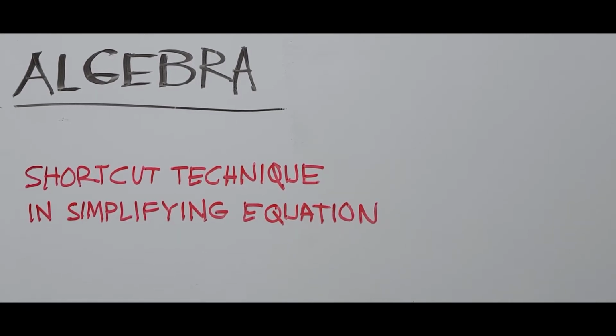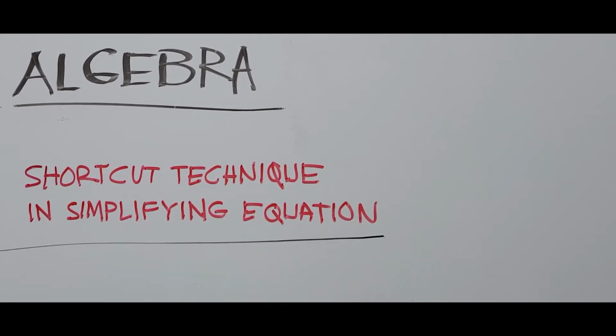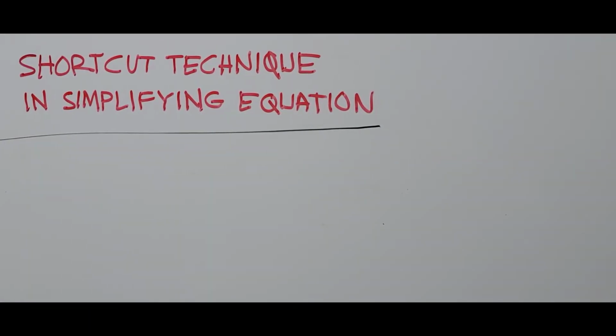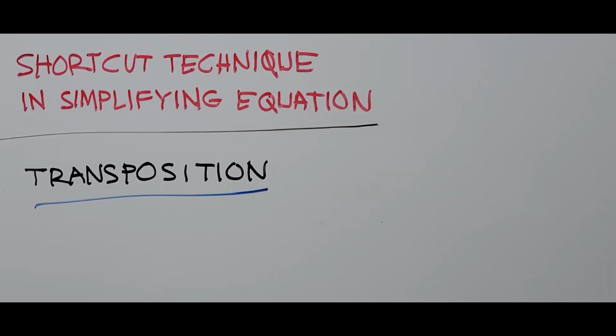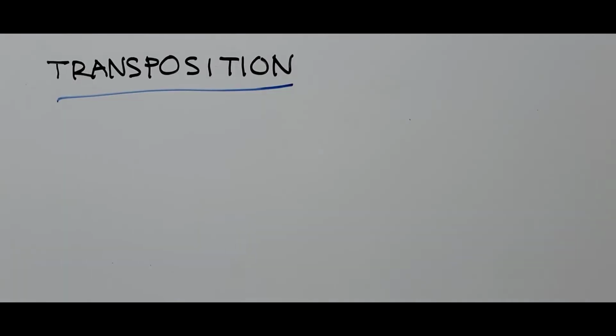This video is about my technique in simplifying equations, what I call the shortcut and fast technique in simplifying any equation. It is what I call transposition. So what does it mean by transposition? It is the way of moving the variable or a constant in an equation from left to right or from right to left. I'll show you some examples.